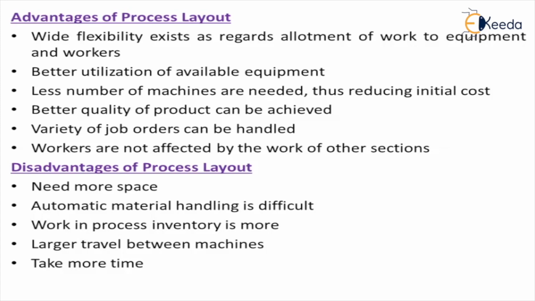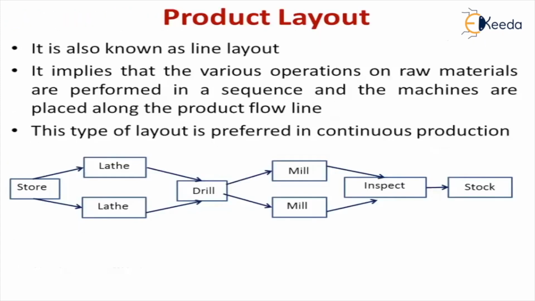Then larger travel, as I said, the distance between the machines for the material to flow is very high, and obviously it takes time. So the second type of layout is the product layout. It's called the line layout. So here we are going to have the streamlined flow.